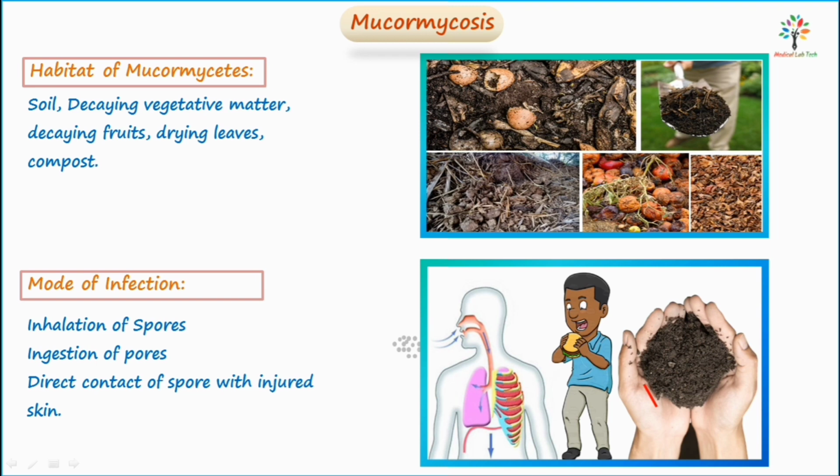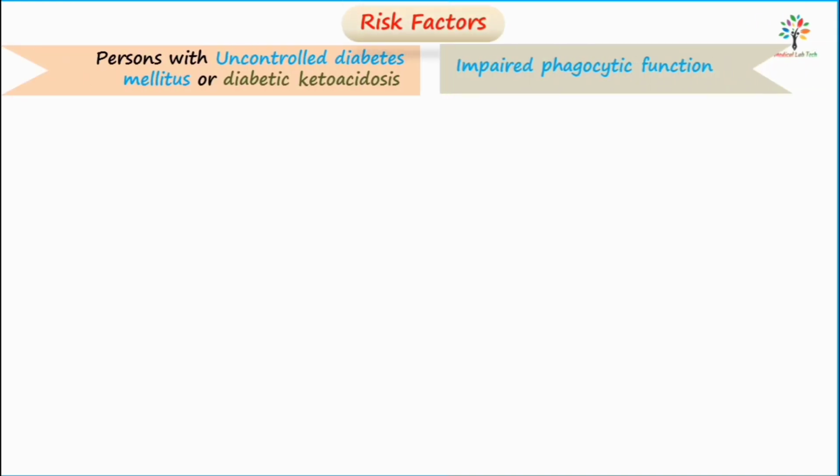Now I am going to talk about the risk factors. Risk factor means who can develop the disease. Persons having uncontrolled diabetes mellitus or diabetic ketoacidosis can develop this disease because these persons have impaired phagocytic functions. Their macrophages and polymorphonuclear cells are dysfunctional. They cannot phagocytose the spores. As a result, they will develop the disease.